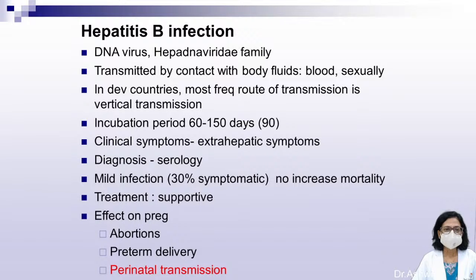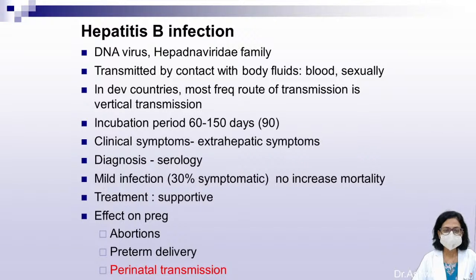The other virus is hepatitis B infection. It is a DNA virus transmitted by contact with body fluids, that is through blood or sexually transmitted. In the developing countries, the most frequent route of transmission is vertical, that is from the mother to the fetus. The incubation period is an average 90 days. Clinical symptoms are like what we discussed with hepatitis A, and also there may be extrahepatic symptoms like arthralgias, rashes, etc. Diagnosis again is by serology.